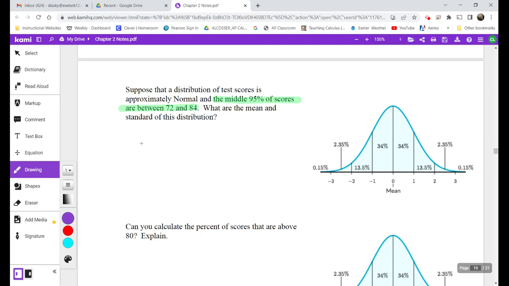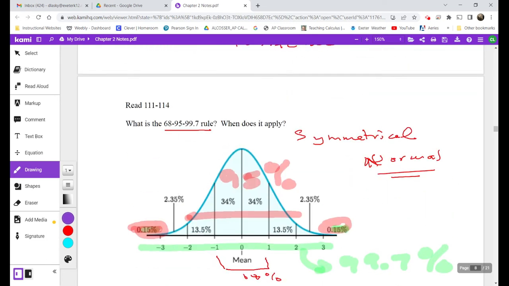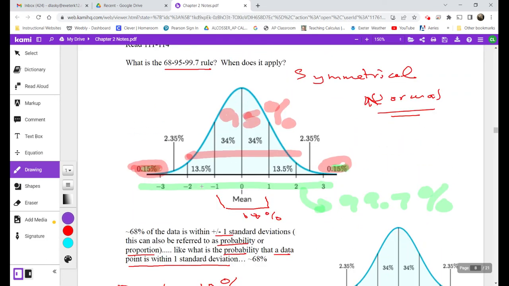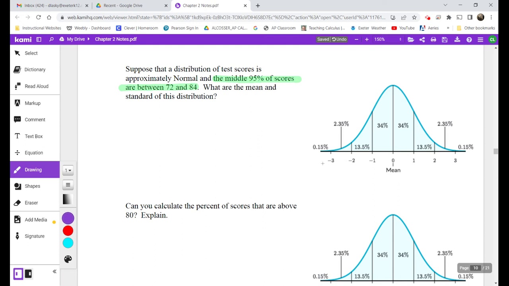So if I go all the way back to here, I'm going to slide back up. If you look back a page, two standard deviations is 95%. So I've got to go out 2 standard deviations, and I'm going to do 72 and 84. That's what it's telling me, middle 95%. So the 95% is in between here, and it's asking me what the mean is.